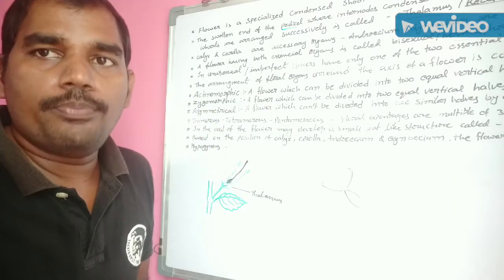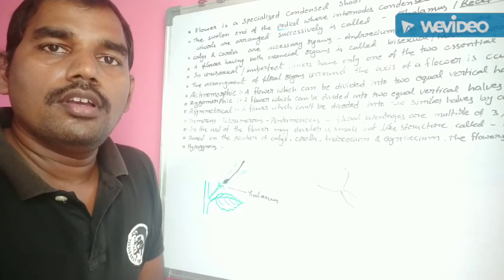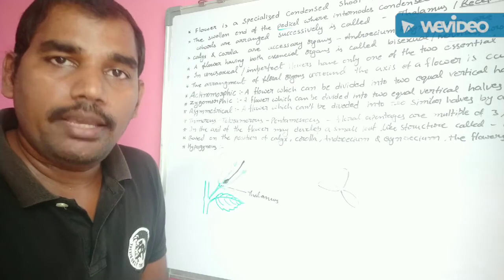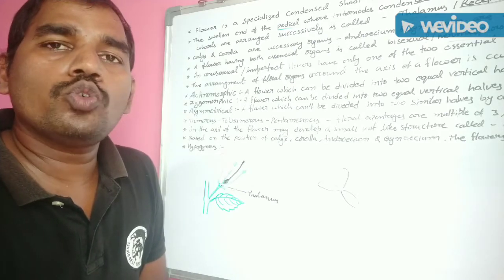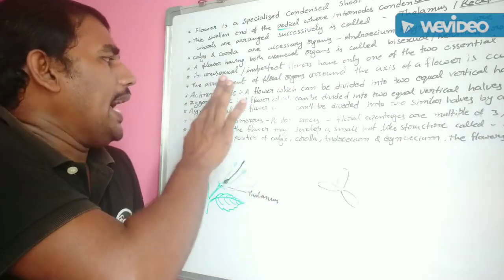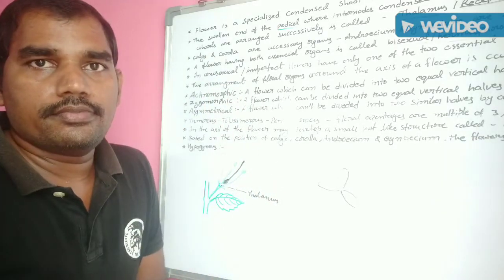Examples: mustard, datura metel, hibiscus, and also chili. These are the best examples of the actinomorphic flower.